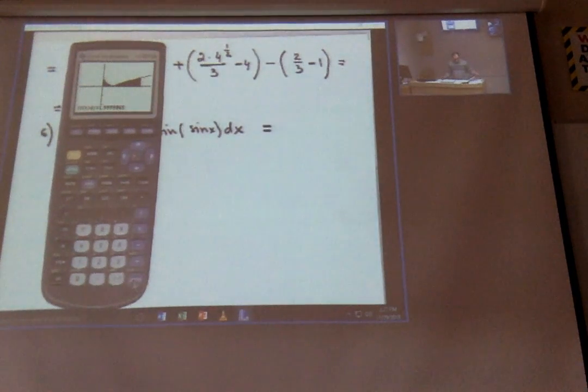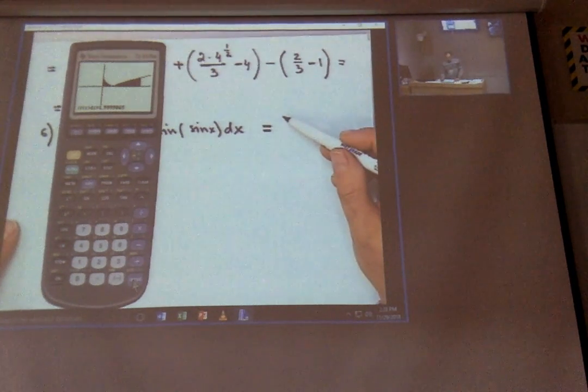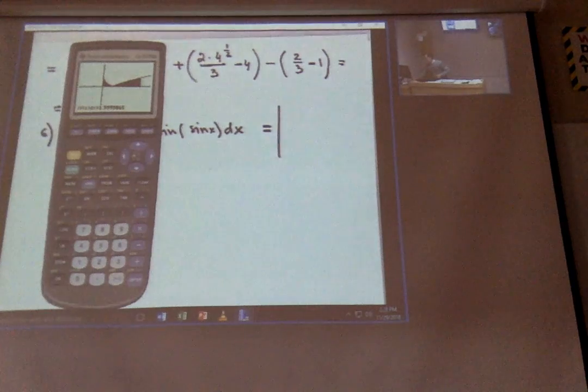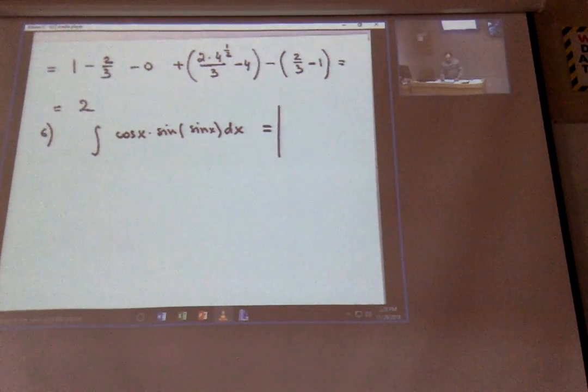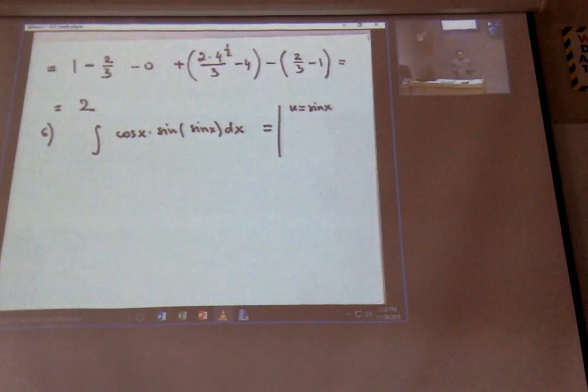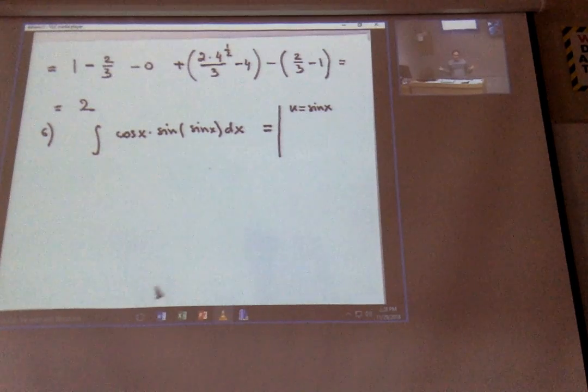So, do we need substitution here? No substitution. What do you think? So, substitution, yes, no? What will be our substitution? Looks like u equals sine of x. And I told you, sometimes we're not sure, and that's fine. Put it in, see what you get. If everything goes fine, there's no problem.